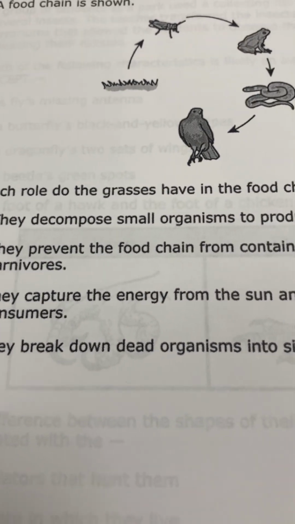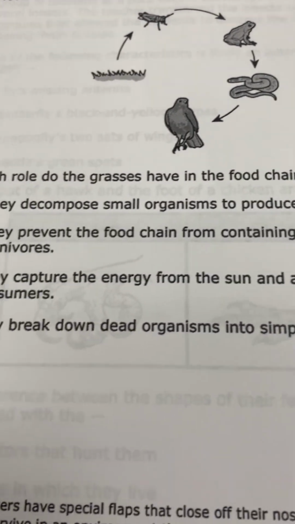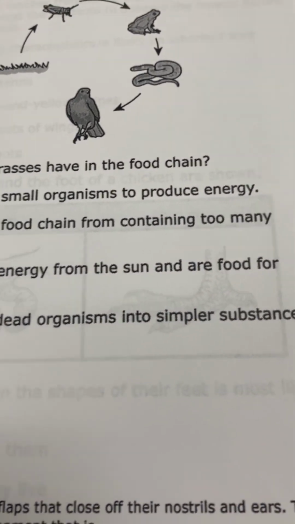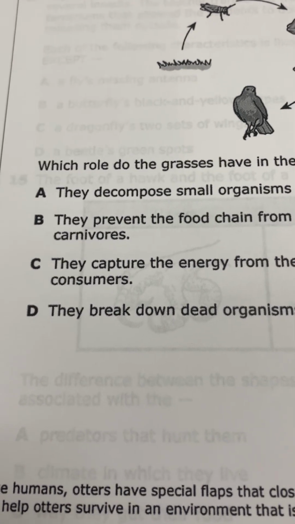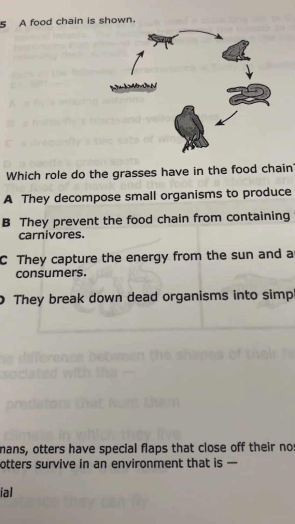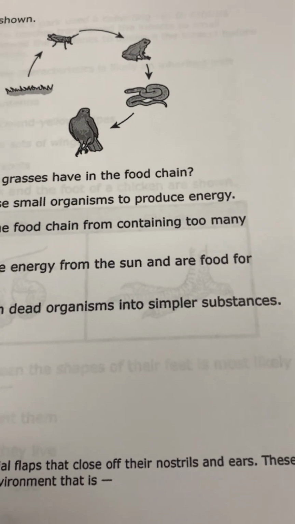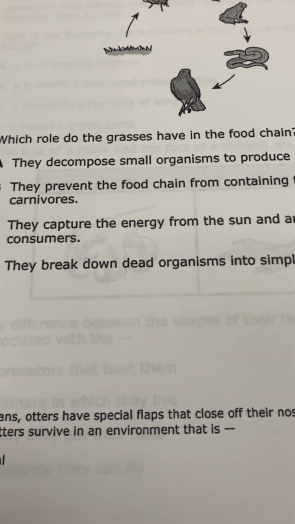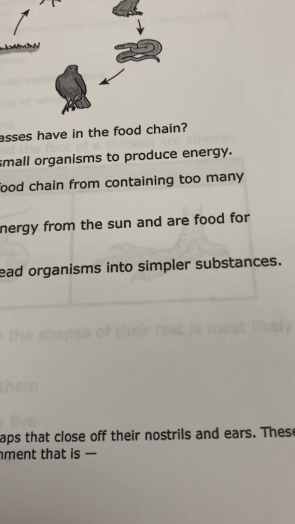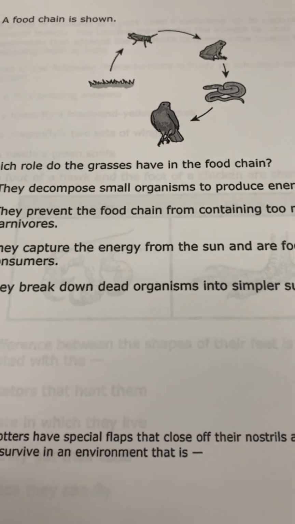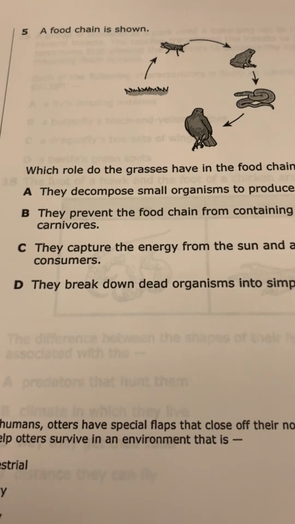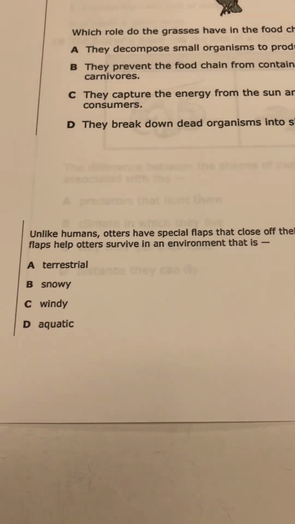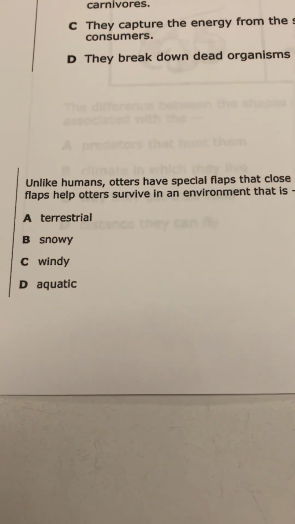A, they decompose small organisms to produce energy. B, they prevent the food chain from containing too many carnivores. C, they capture the energy from the sun and are food for the consumers. Or D, they break down dead organisms into simpler substances. So which role do grasses have in the food chain? Choose your best answer. All right, then we have a question down below that.